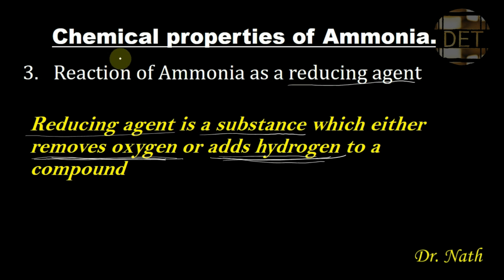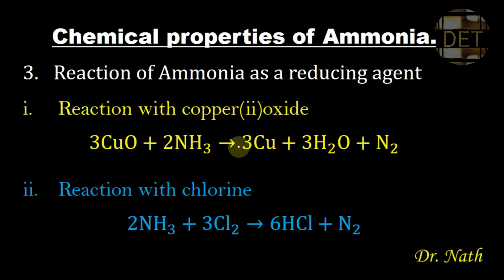So what we're trying to say here is that ammonia will act as a reducing agent. That means when ammonia reacts with certain compounds, it will remove oxygen from them or add hydrogen to them. So let's look at two instances of the reducing property of ammonia. The first instance we're going to look at is reaction with copper 2 oxide.